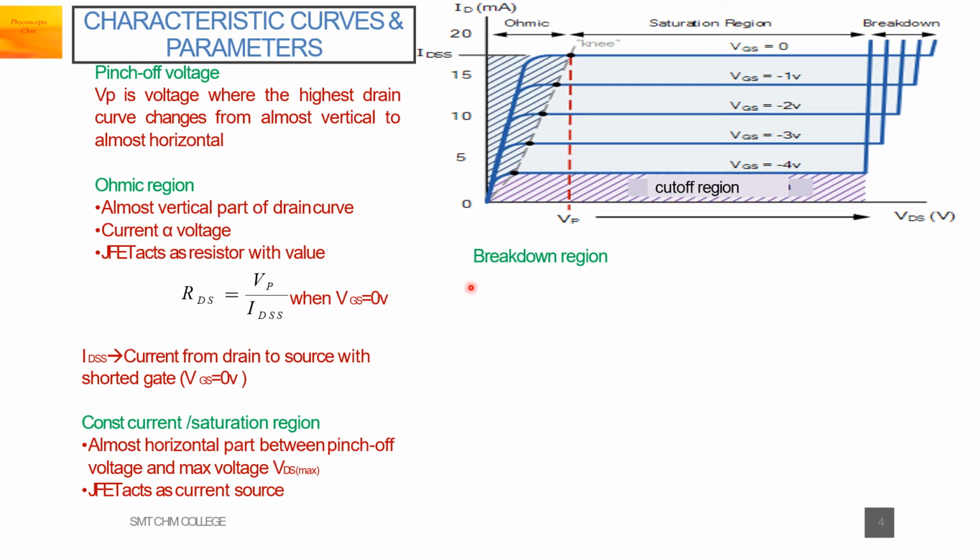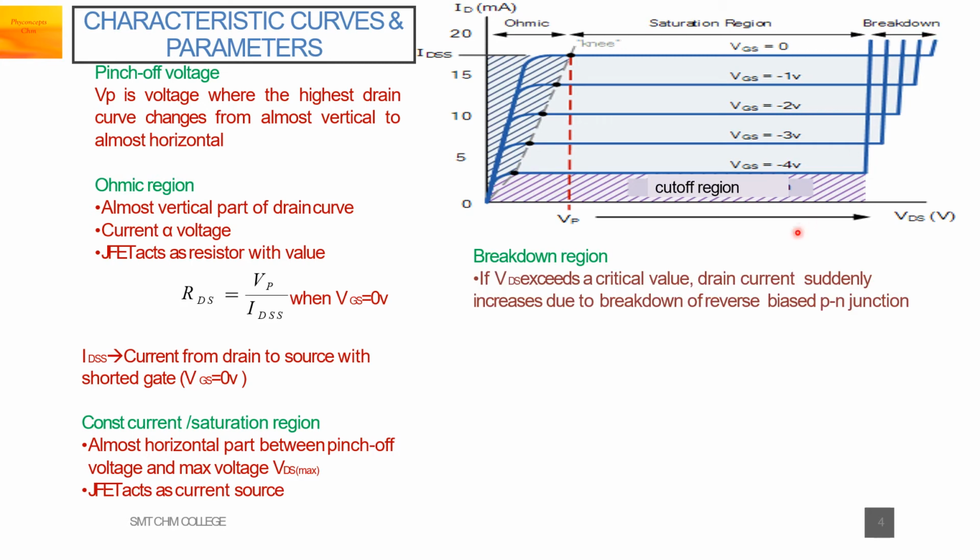Then the breakdown region. This is the breakdown region. If VDS exceeds a critical value, the drain current suddenly increases due to the breakdown of the reverse biased PN junction. Here the FET should not be operated in this region.